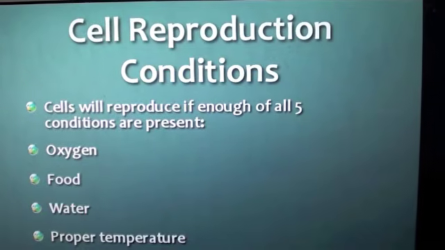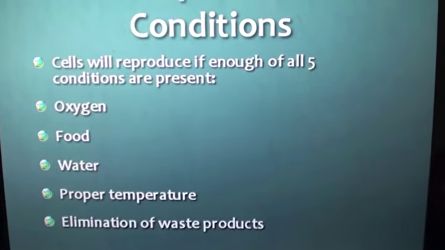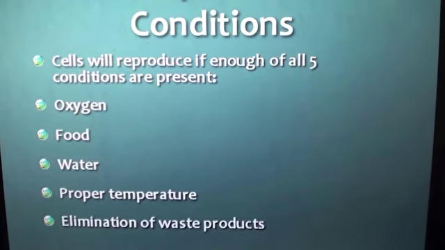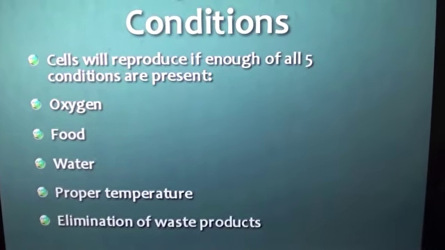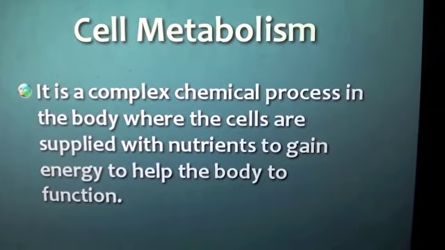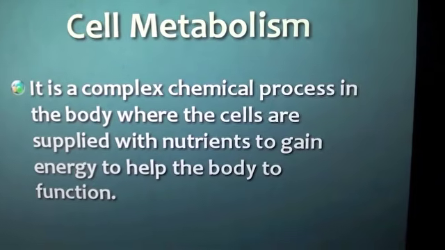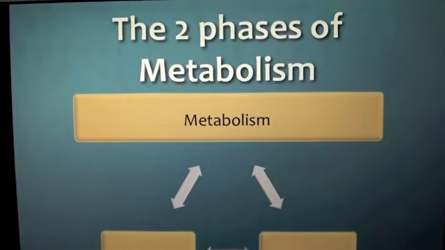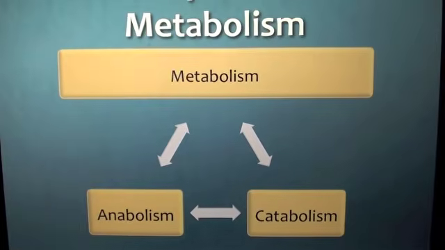Cell reproduction and conditions. A cell will reproduce if enough of all 5 conditions are present: oxygen, food, water, proper temperature, and elimination of waste products. Cell metabolism is a complex chemical process in the body where the cells are supplied with nutrients to gain energy to help the body to function. The 2 phases of metabolism are anabolism and catabolism.